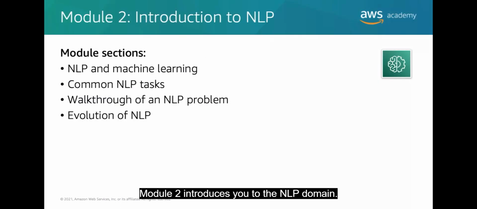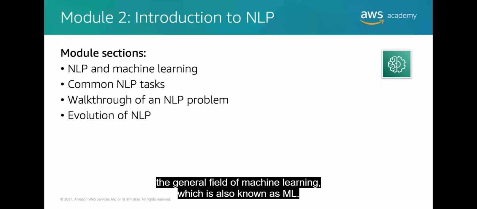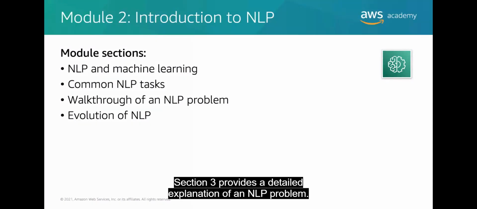Module 2 introduces you to the NLP domain. Section 1 describes the relationship between NLP and the general field of machine learning, which is also known as ML. Section 2 describes common tasks in NLP. Section 3 provides a detailed explanation of an NLP problem. Finally, Section 4 is about the evolution of NLP.